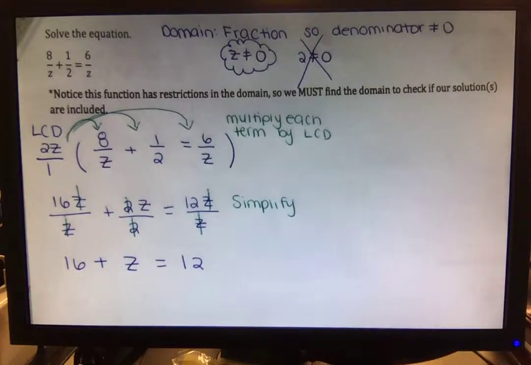So we got rid of our fractions. That's what we wanted to do. If it didn't work, go back and check your work because you did something wrong. So it's kind of like a good stopping, checking yourself point. So we're left over with 16 plus z equals 12.